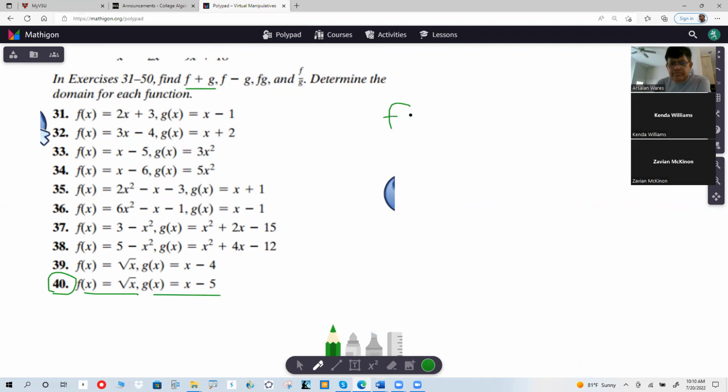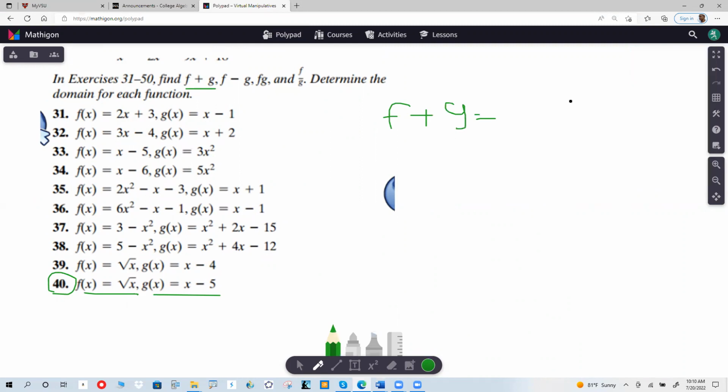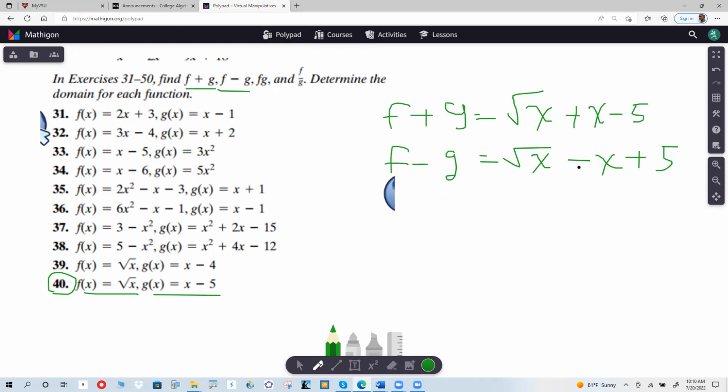Well, f plus g is simply adding them up: this plus this. Done. f minus g is simply subtracting them. Take f, which is radical sign minus x, and plus 5. Why plus 5, guys? When you're subtracting, the sign changes. And I'm going to find the domain later in 1 second, okay?